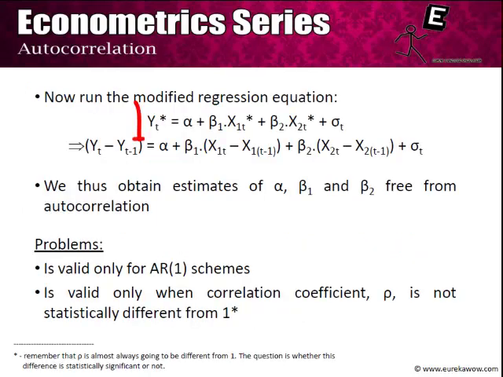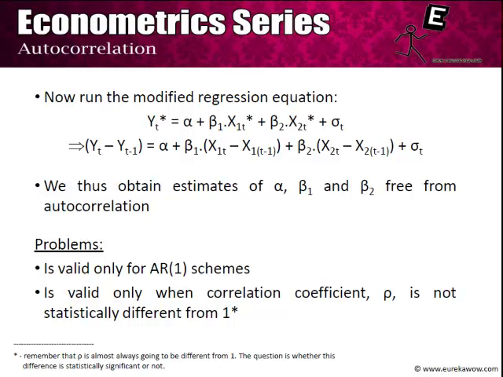We now run a modified regression equation, which is yt star is equal to alpha plus beta 1 x1t star plus beta 2 x2t star plus sigma t. When we expand and write it, we see that it is essentially running a regression between the first differences now instead of the actual variables. We thus obtain estimates of alpha, beta 1 and beta 2 which are free from autocorrelation.